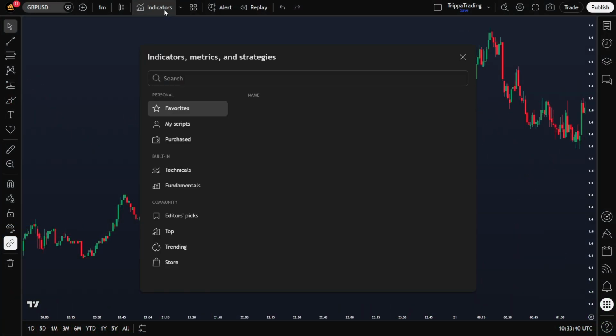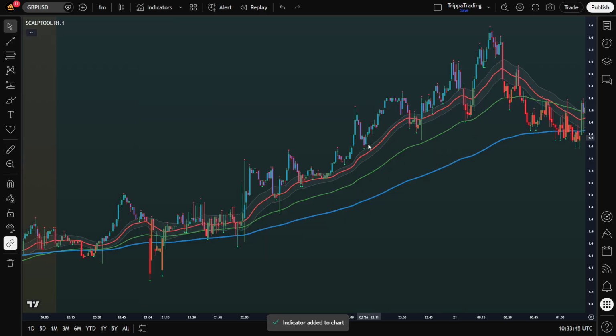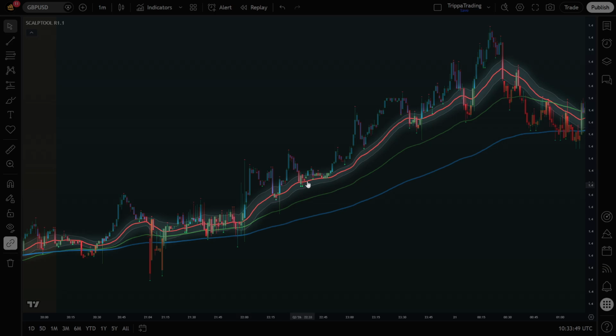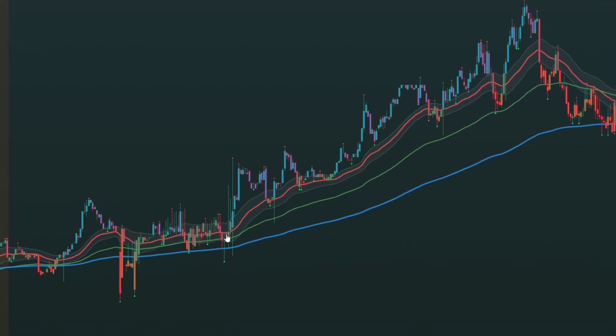Fourth, search Scalping Pullback Tool by Just Uncle L. This one is pure structure, and it's my favorite on the list. That band you're looking at is 3 EMAs, all length 34, one on the close, one on the high, one on the low. That's why it gives you a zone instead of a line. The green line is an 89 EMA, that's your fast one. The blue line is a 200 EMA, that's your medium, and you can stack a longer one on top of that if you want.